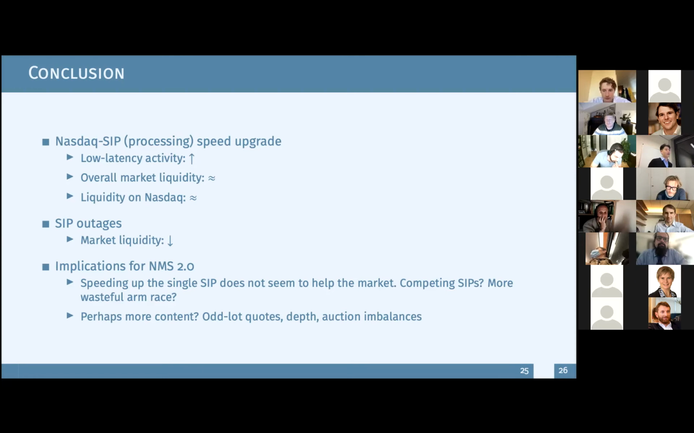And now for other proposals like competing SIPs, I'm not sure. It seems that even if you increase the speed of the SIP or reduce the geographic latencies, there might still be ways to be faster. So maybe you create another round of arms race, not really between HFTs, but between the slow traders, like the execution algos from the buy side, and HFTs. Maybe more content will help, by including more information in the SIP, but never the speed.